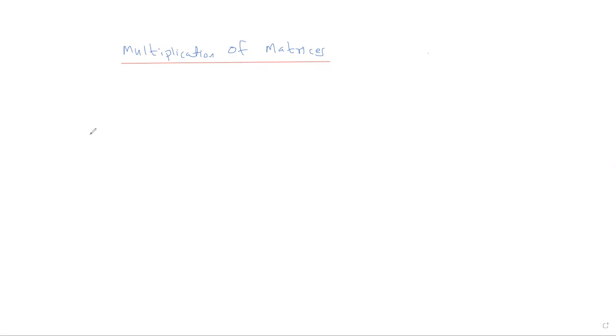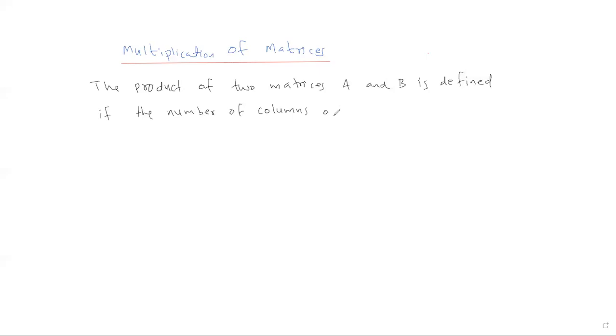So if you want to multiply two matrices, the product of two matrices A and B is defined if, this is the main point, the number of columns of A, that means the number of columns of the first matrix, is equal to the number of rows of B, the second matrix.